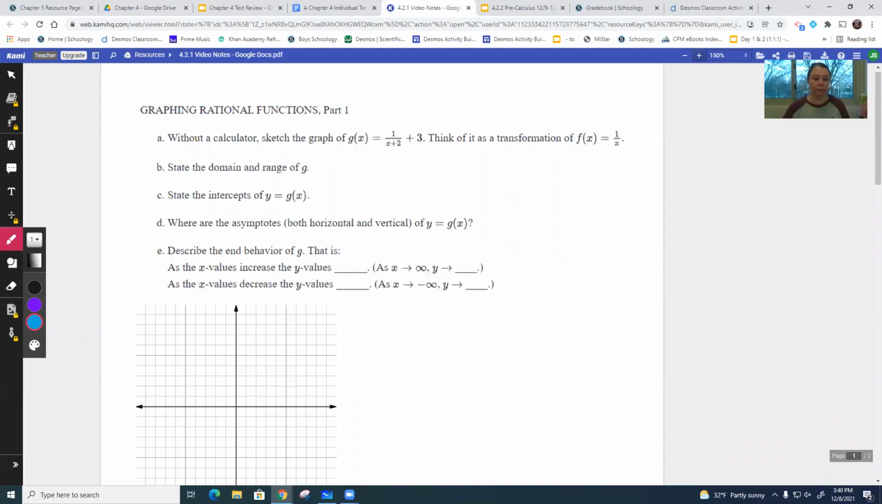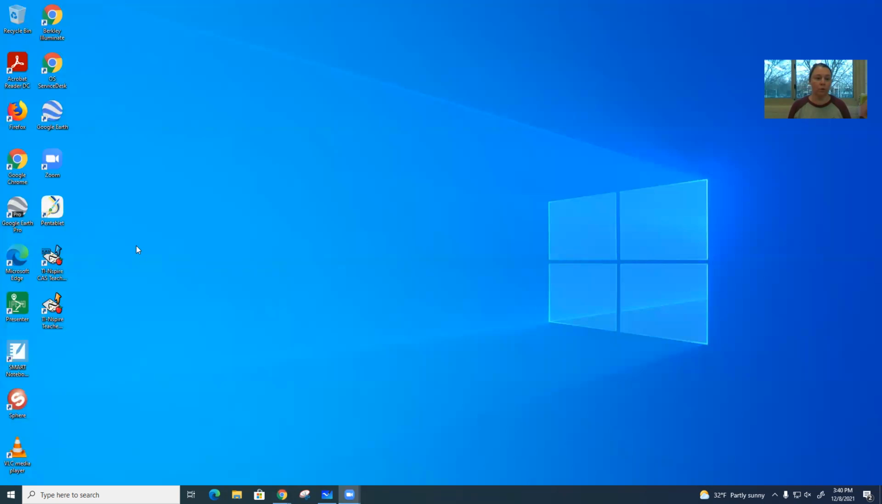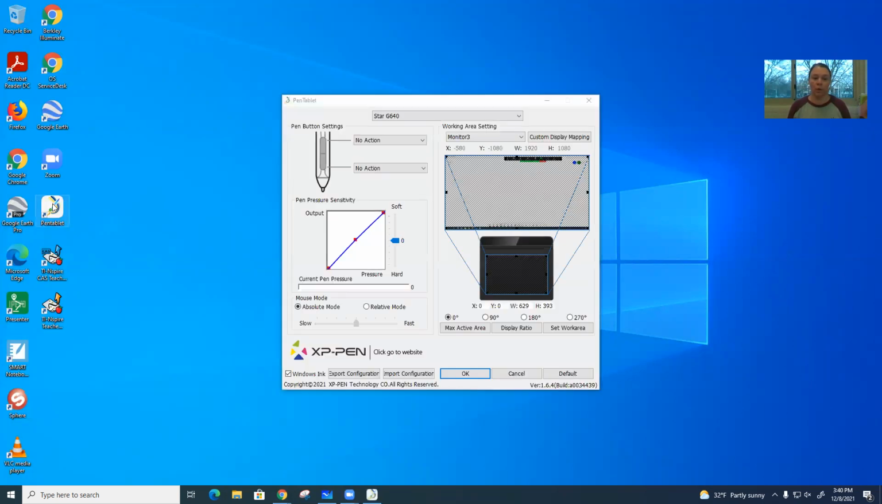Hello, talking today about section 4.2.1, which is graphing rational functions that are of the form y equals a over x minus h, plus k.